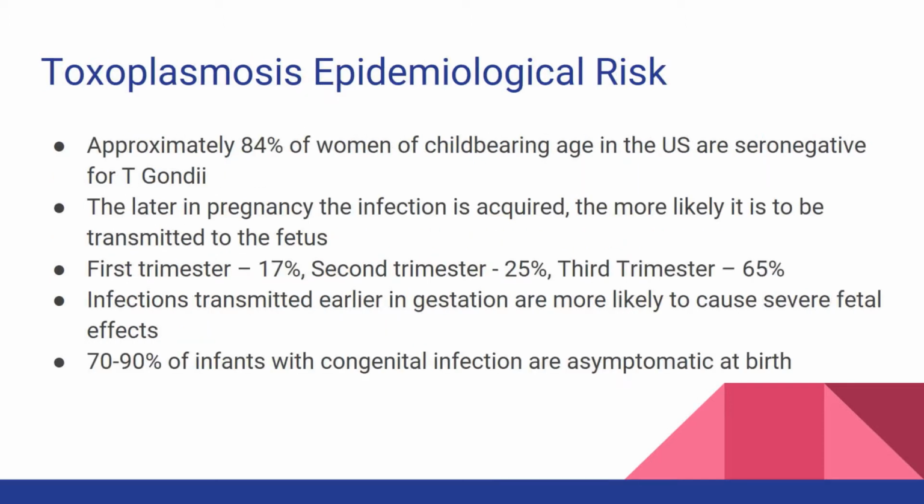Some of the epidemiological risk. 84% of women of childbearing age are actually seronegative for Toxoplasma gondii. So there is actually a fair chance of being able to have the infection.